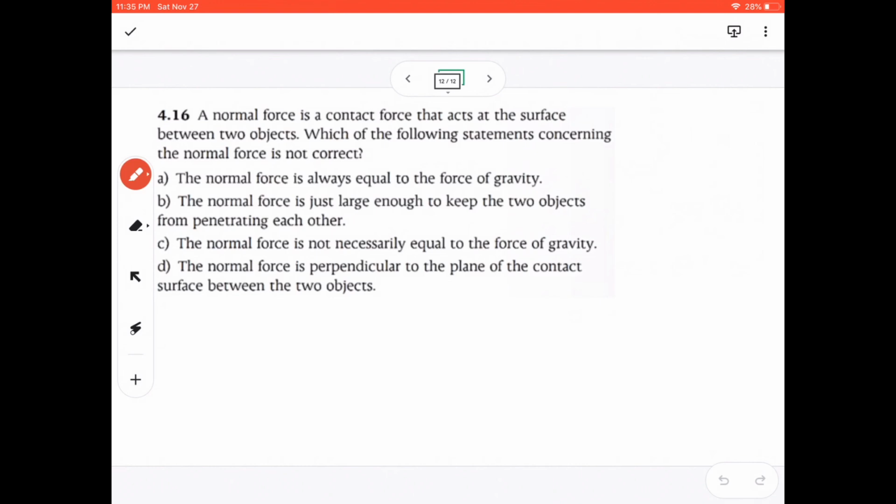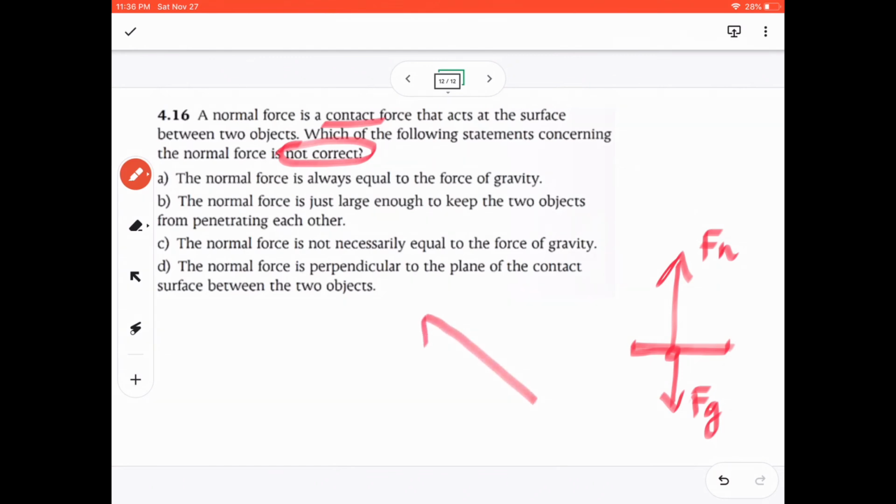Question 16. A normal force is a contact force that acts at the surface between two objects. Which of the following statements concerning the normal force is not correct? This is what I'm talking about. Not correct this time. Letter A, let's read. The normal force is always equal to the force of gravity. Is that correct? Is the normal force, the upward force Fn, always equal to Fg? In this case, yes, in this situation.